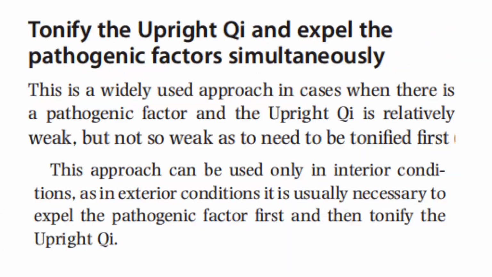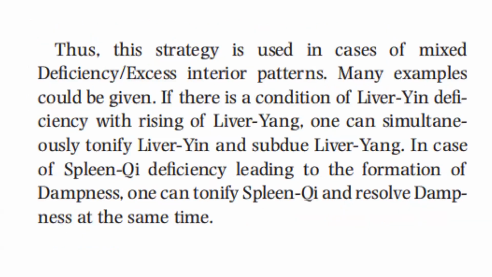Tonifying upright qi and expelling pathogenic factors simultaneously. This is a widely used approach in cases when there is a pathogenic factor and the upright qi is relatively weak, but not so weak as to need to be tonified first. This approach can be used only in interior conditions, as in exterior conditions, it is usually necessary to expel the pathogenic factor first and then tonify the upright qi.